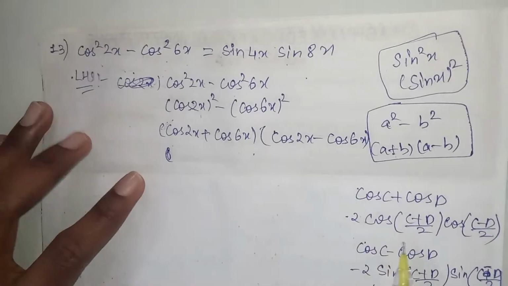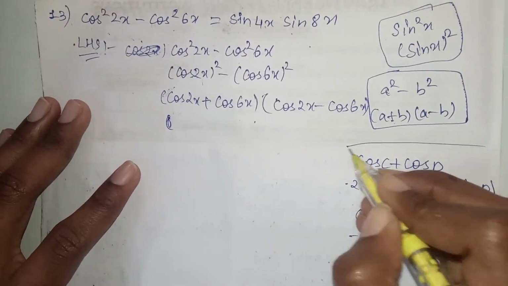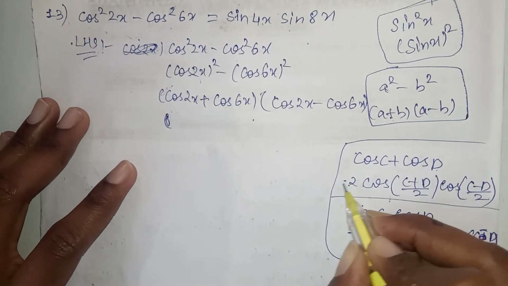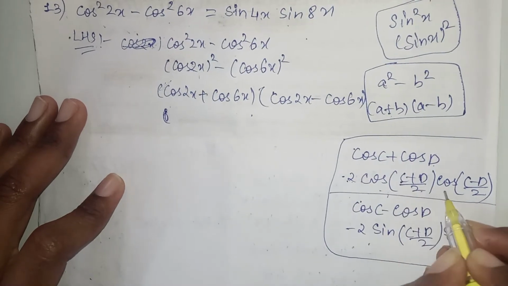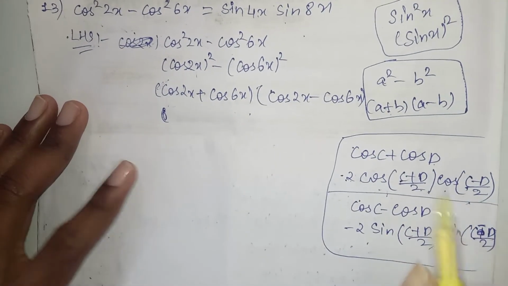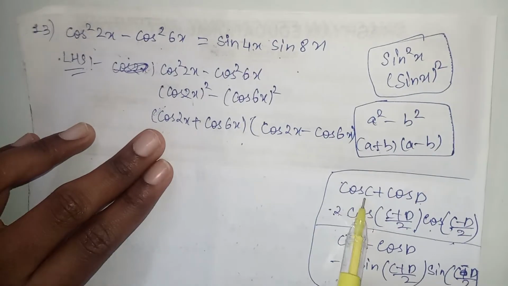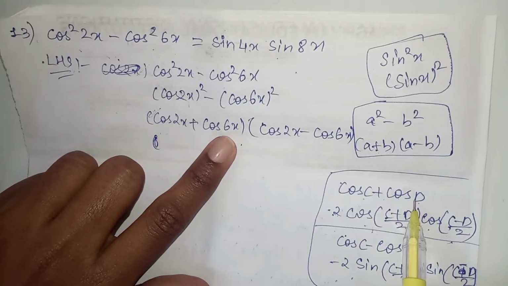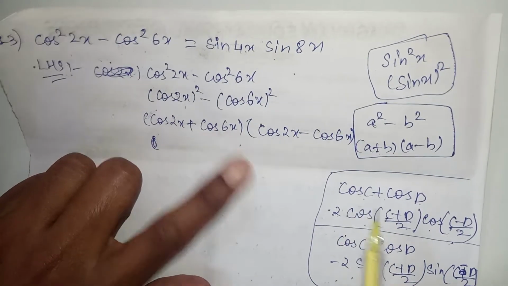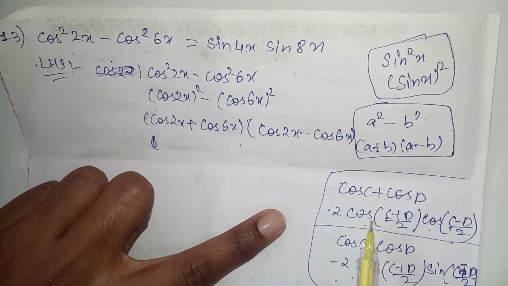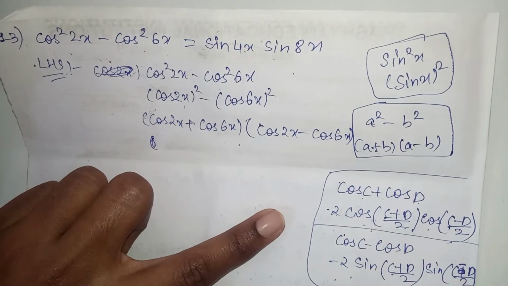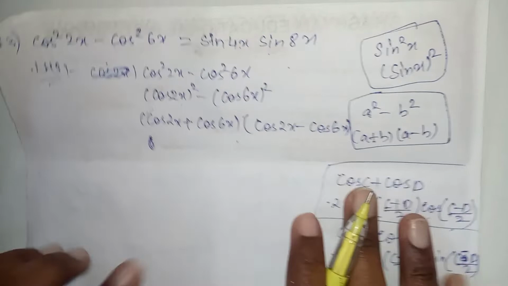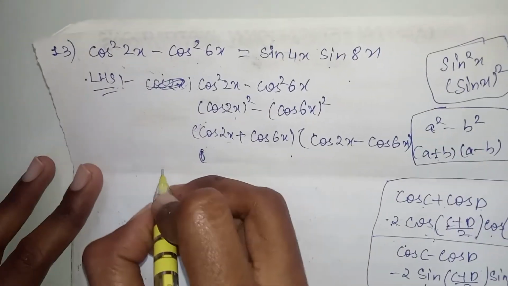As I have said, some formulas: see over here, the formula for cos c plus cos d is 2 cos (c plus d)/2 into cos (c minus d)/2. Why am I saying this? Because cos c, 2x, plus cos d, 6x, is in the left form. So you have to convert it to the right form, that is, you have to write this form. Same with cos c minus cos d, you have to write this. Okay. Let's start this one first.